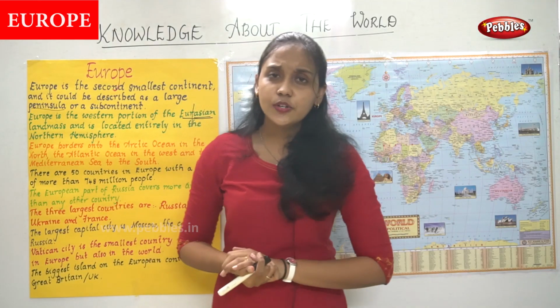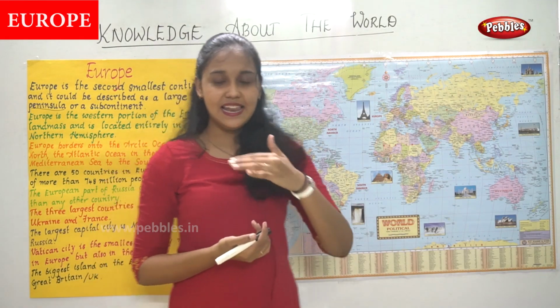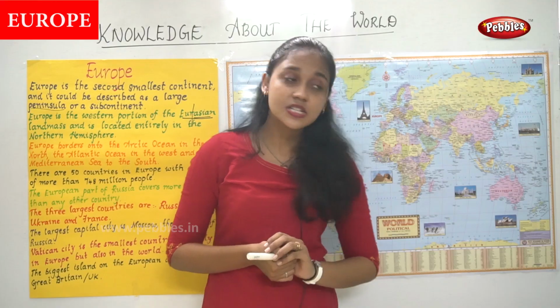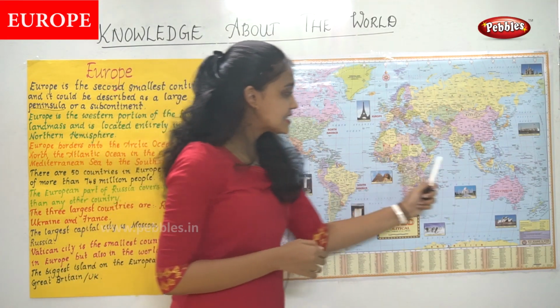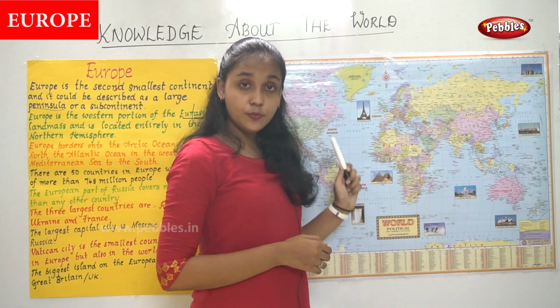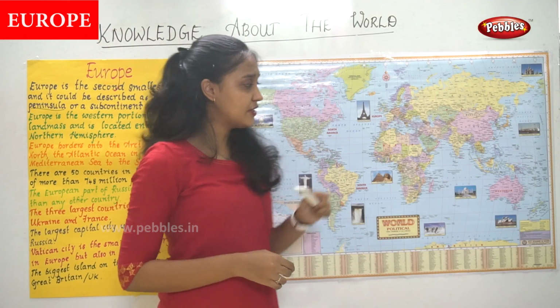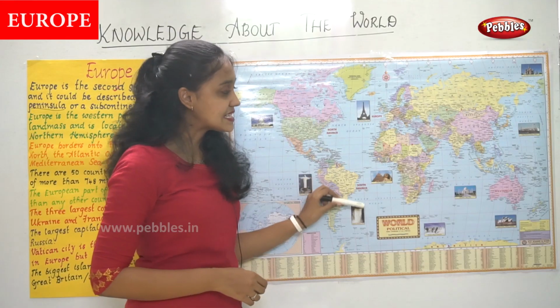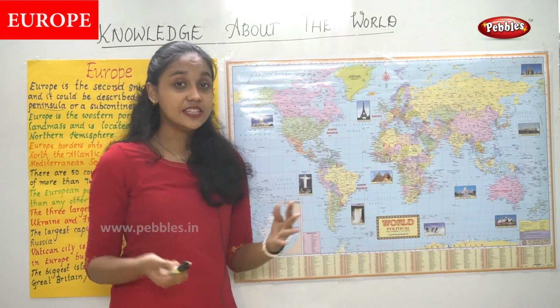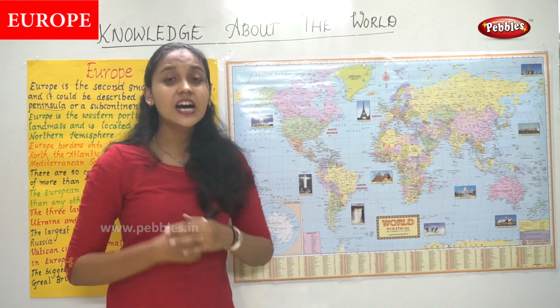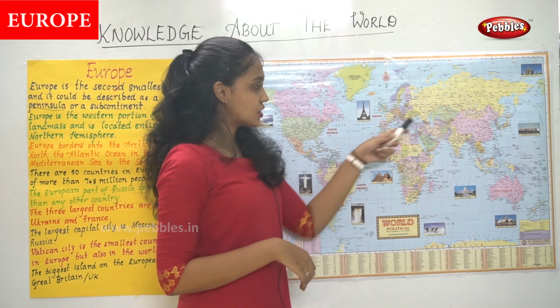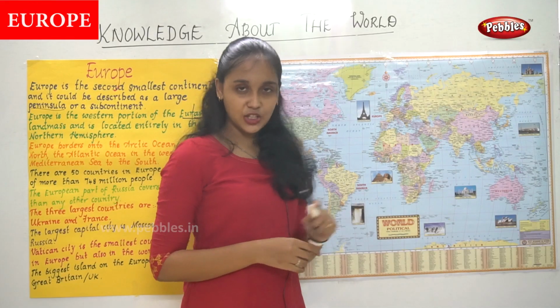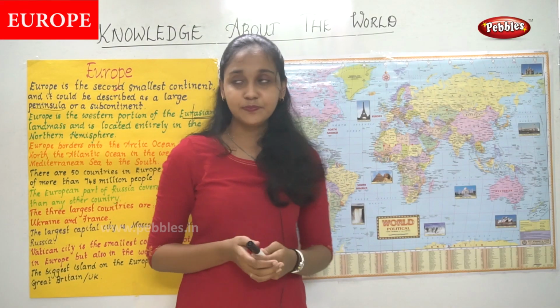So like I told you, we have latitudes and longitudes. The equator divides the globe into two hemispheres, the northern and the southern hemisphere. This continent of Europe lies entirely in the northern hemisphere, so there is no part of it below the equator. So that is what they mean.